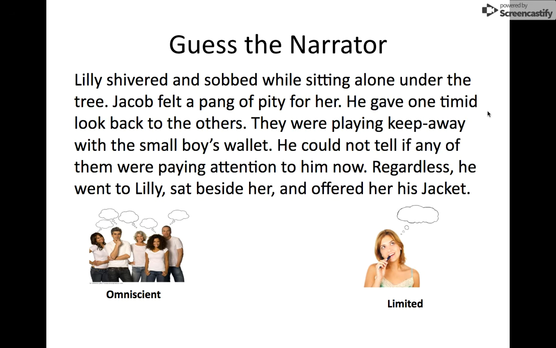One more. Lily shivered and sobbed while sitting alone under the tree. Jacob felt a pang of pity for her. He gave one timid look back to the others. They were playing keep away with the small boy's wallet. He could not tell if any of them were paying attention to him now. Regardless, he went to Lily, sat beside her, and offered her his jacket. So now you need to decide, is this omniscient or limited?